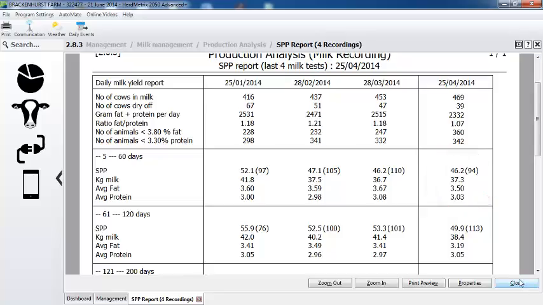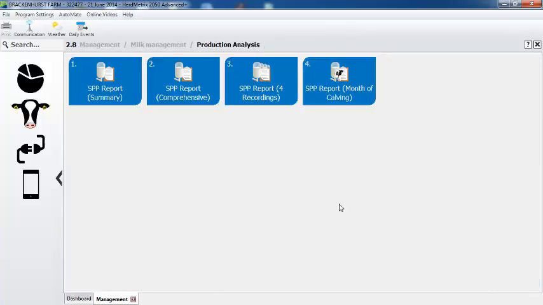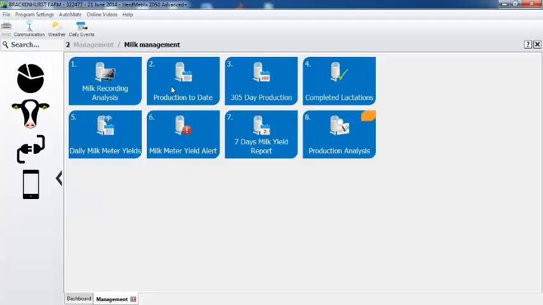So SPP, we always say, helps to make your milk meters twice as valuable because it enables you to look on a 7-day average and really monitor the herd effectively. So all this information is under milk management.